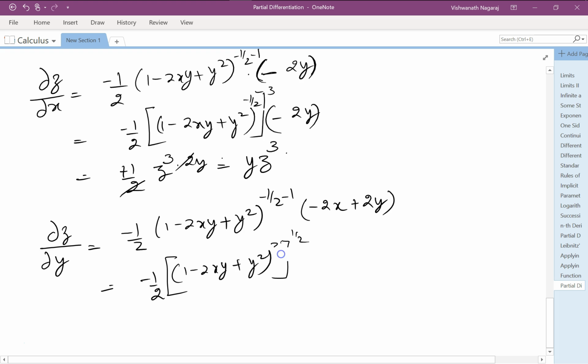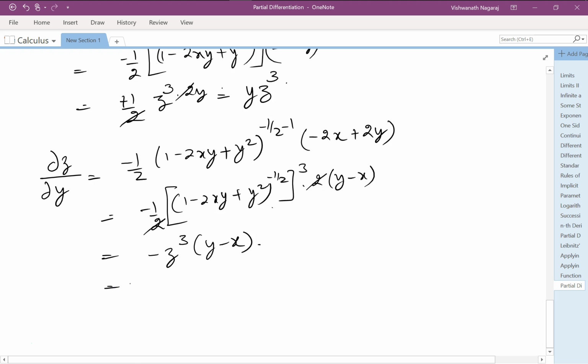Similarly here, this should actually go up. So this is minus half the whole cube. 2 common, y minus x. So 2 gets cancelled. And we are left with minus z cube (y minus x). Take the negative sign inside. What happens? (x minus y) z cube.